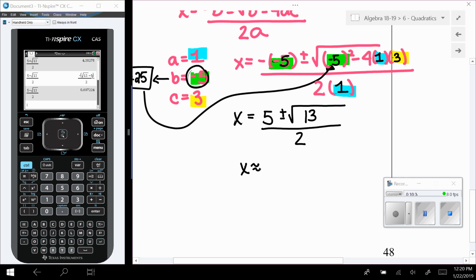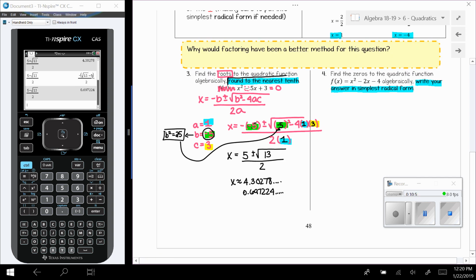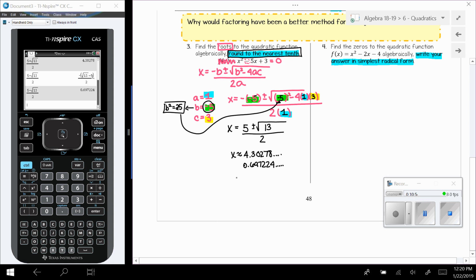So x is approximately equal to, because I'm rounding, 4.30278. It's irrational, so I'll do dot, dot, dot. And then 0.697224 dot, dot, dot. Now, because the directions told me to round to the nearest tenth, I've got 4.3, because one decimal place is the nearest tenth, and then 0.7 are my two answers, all right? And you can skip straight from here down to here. You'll just have to type it in on the calculator twice.